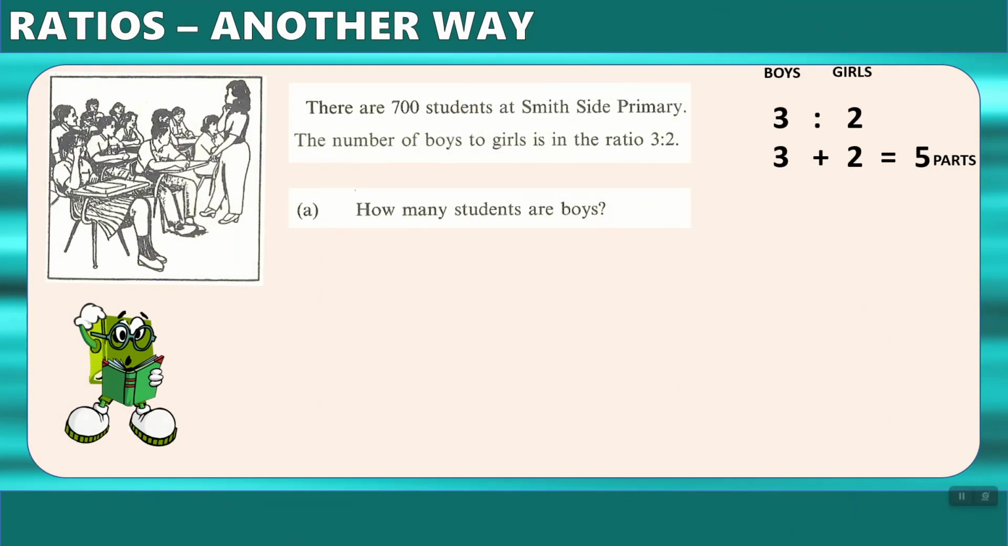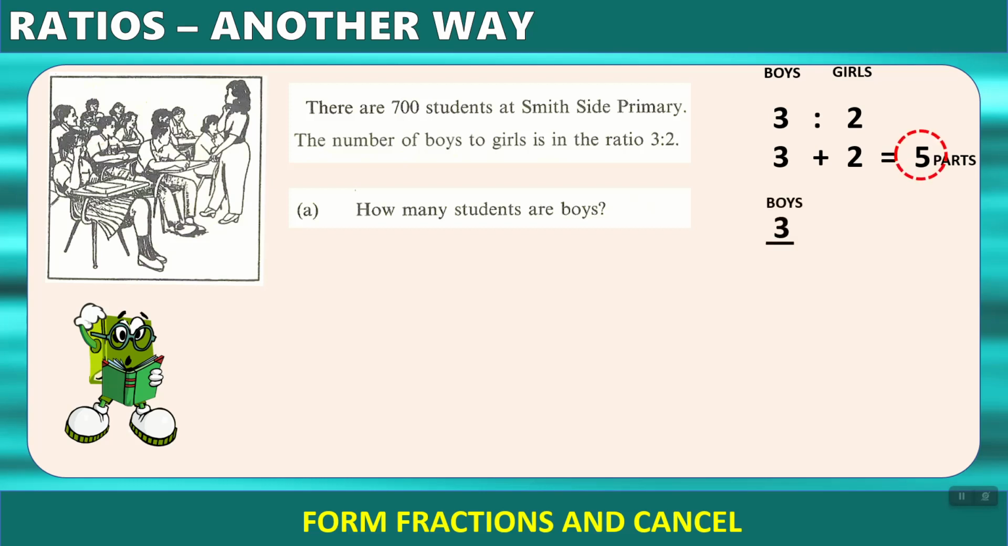There's another way, though, that we could do this instead of dividing and finding one part and then multiplying by the number of parts we need, and that is to create fractions and then cancel. And so we see that we have 5 parts, 3 parts boys and 2 parts girls. And so if we said 3 out of the 5 parts are boys, we could create a fraction 3 over 5. And that means that the girls are 2 out of the 5 parts. And we can see we have fractions now.